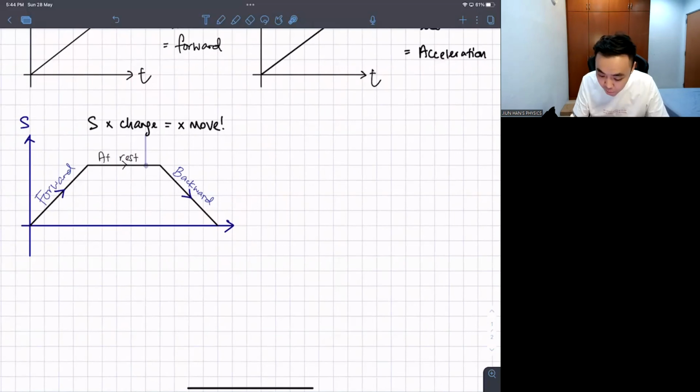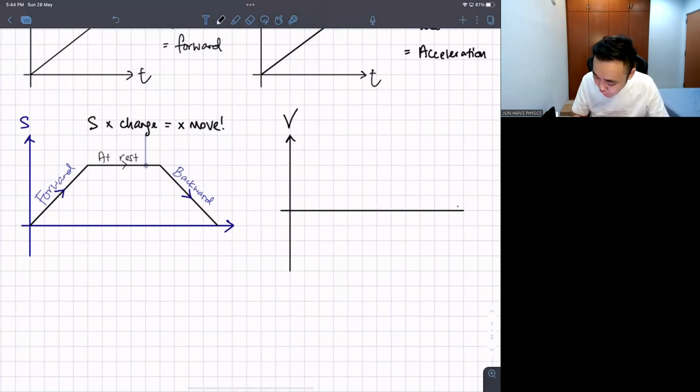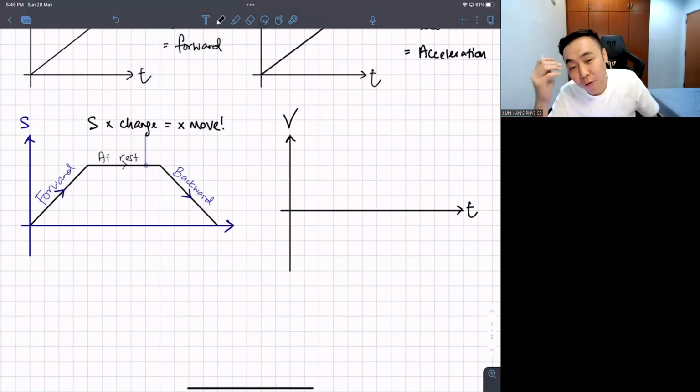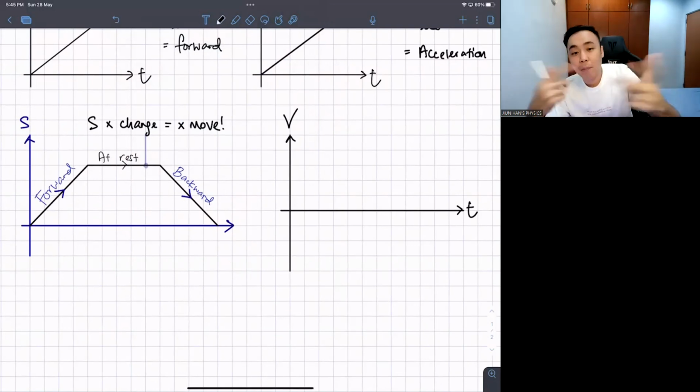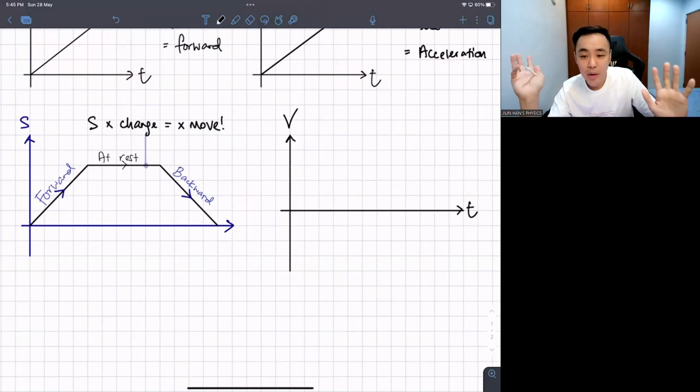Okay, but what about a VT graph? How do you tell forward or backward? I want to settle this direction today. Once you get direction right, everything is simple. How do you tell for a VT graph? Well, think about your SUVAT. Just now I said it, am I right? For physics, how do we tell directions?